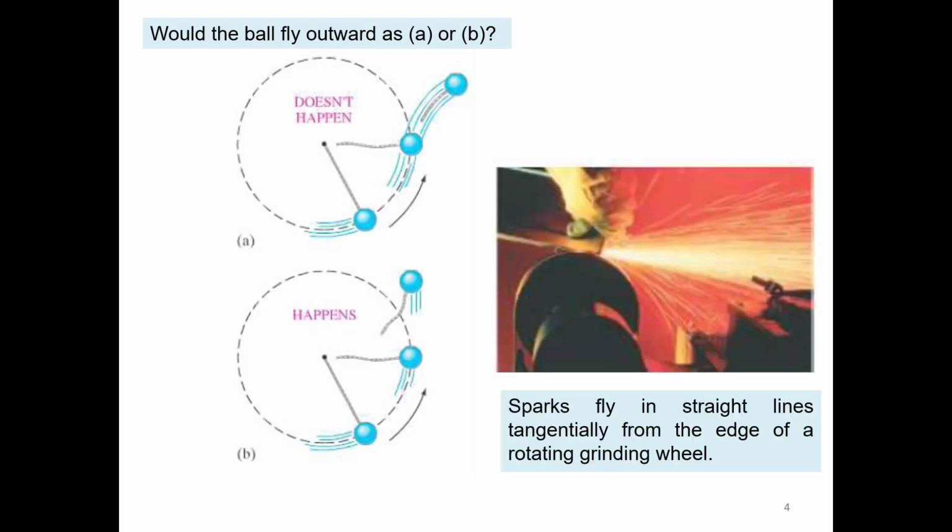And in this example, this is a real picture, and we can see how the sparks fly in a straight line tangentially from the edge of the rotating grinding wheel. We can see here how this is always tangential. It touches at one point and follows the direction of the grinding wheel.